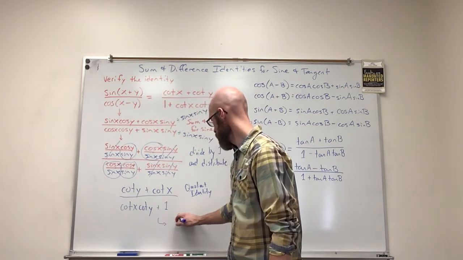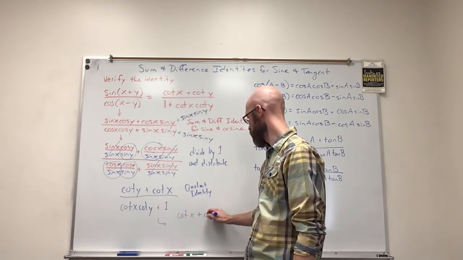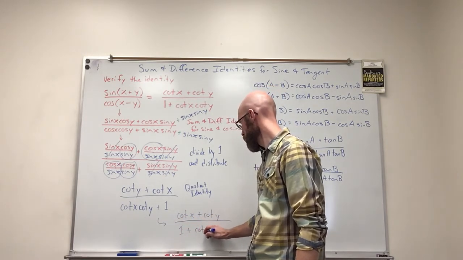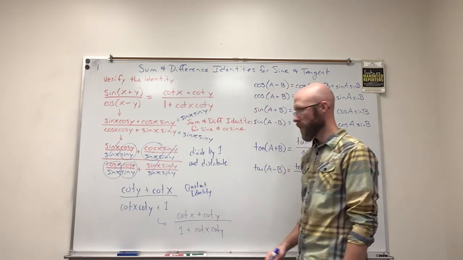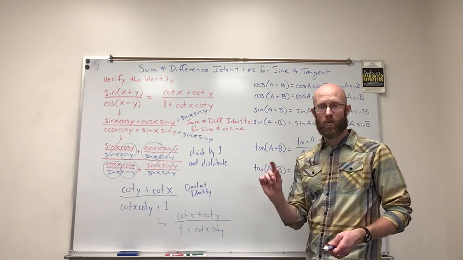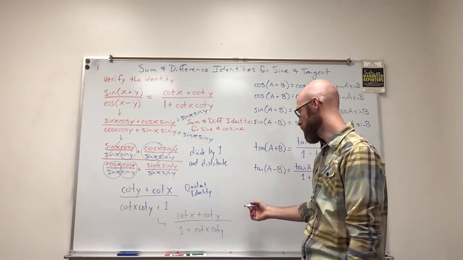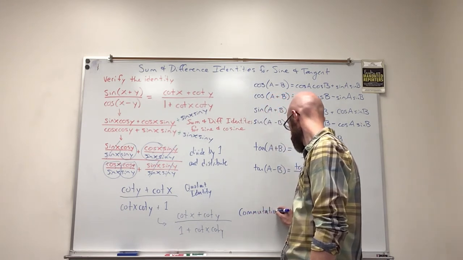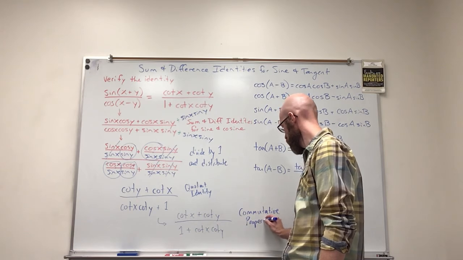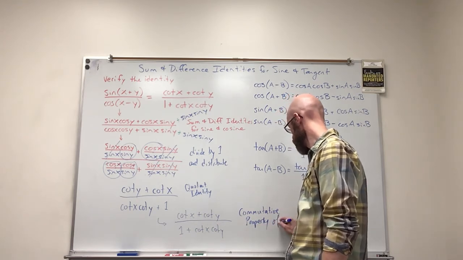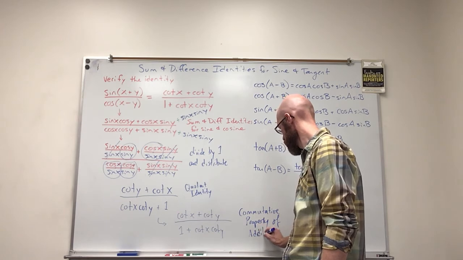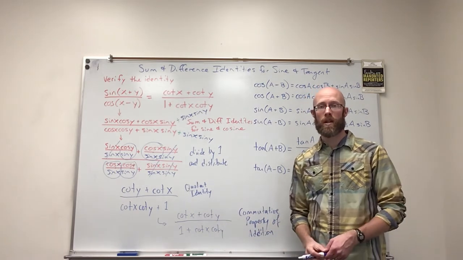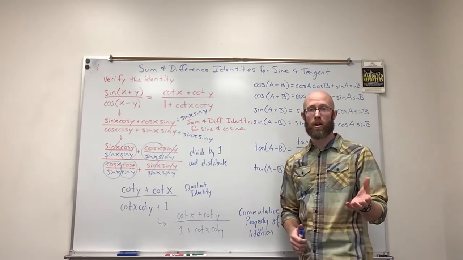And so we could write this as the cotangent of x plus the cotangent of y all over 1 plus cotangent x times cotangent of y. And again, that's the commutative property of addition, where you can switch things around in addition. It doesn't change anything. So I'll write that in. Commutative property of addition. And that basically gets us the exact same thing we have on the other side. Okay, so we're done.